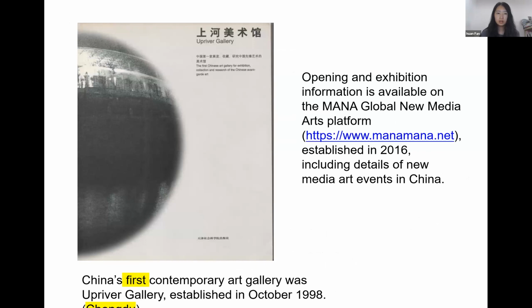But why? Maybe that's because the first Chinese contemporary art gallery was established in Chengdu, but now it has vanished.